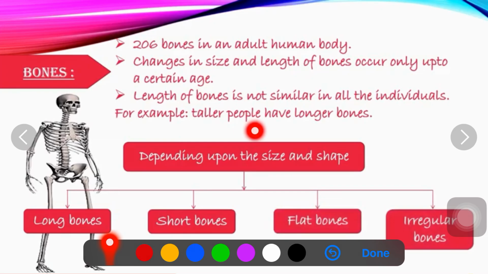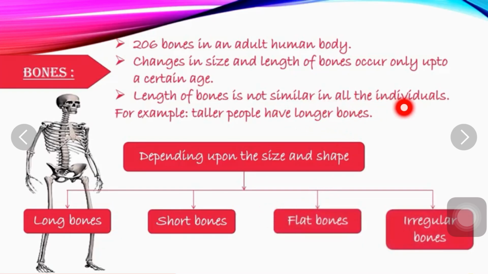The length of bones is not similar in all individuals. Understood? Some may have small, some may have long bones. It is not similar in every individual. For example, taller people have longer bones and shorter people will have shorter bones, but the number of bones is similar. That is 206.